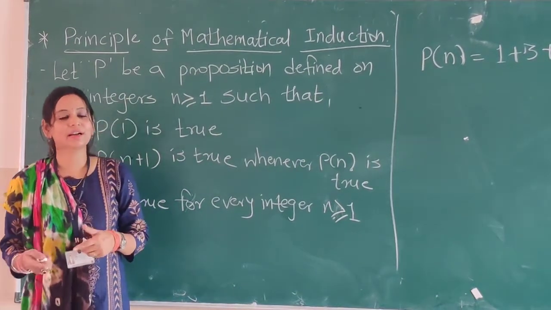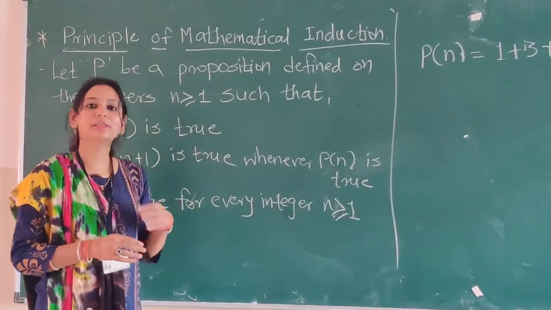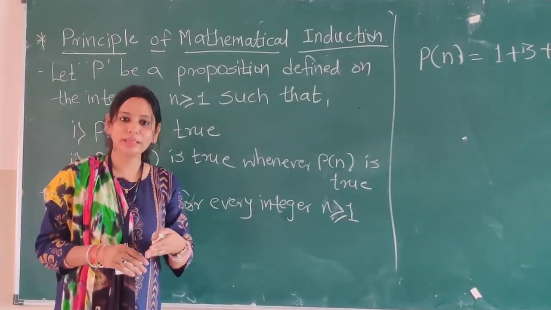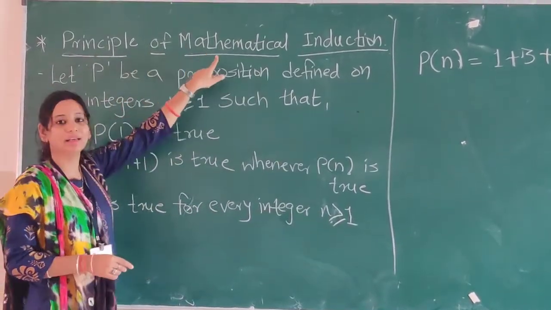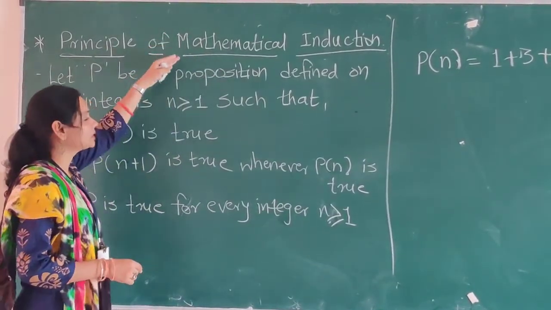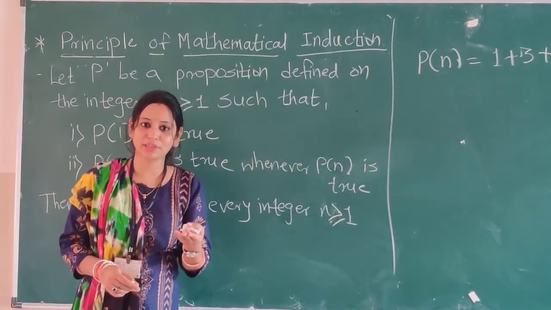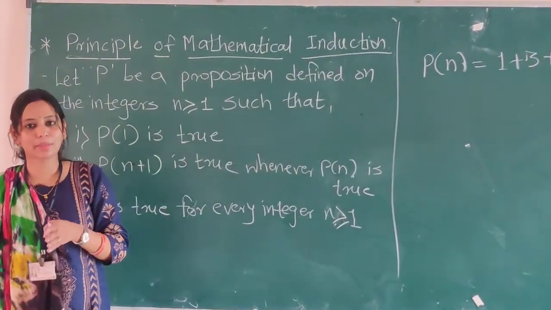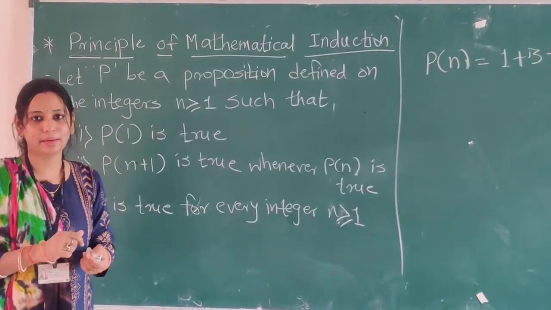So we will start our second unit today. Our second unit basically contains the basic counting principles. In that, the first one is the principle of mathematical induction. The principle of mathematical induction basically contains two steps. We can say the first step is called the basic step and the second step is called the induction step.